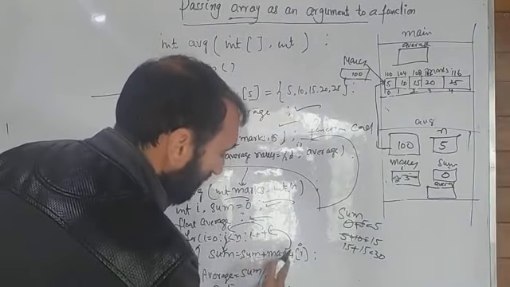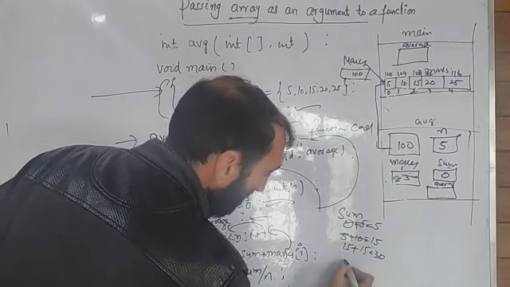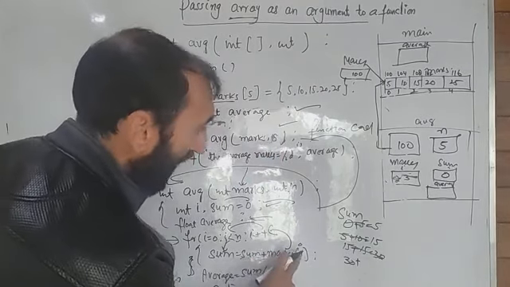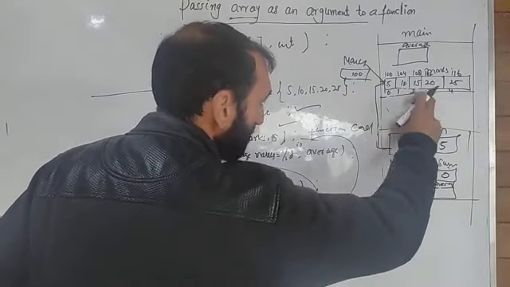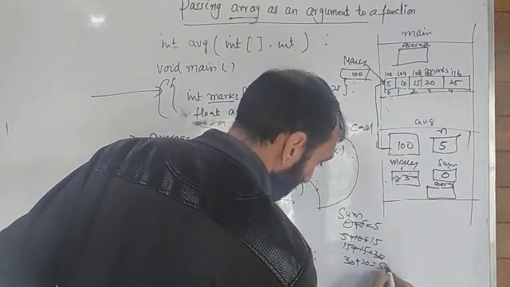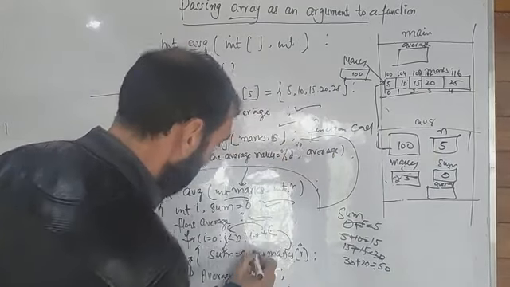Sum plus marks of I. What is sum? Sum is 30. The previous value is 30, plus marks of I. What is I? I is 3, that is marks at the 3rd location. That is 20. 30 plus 20 equal to 50.